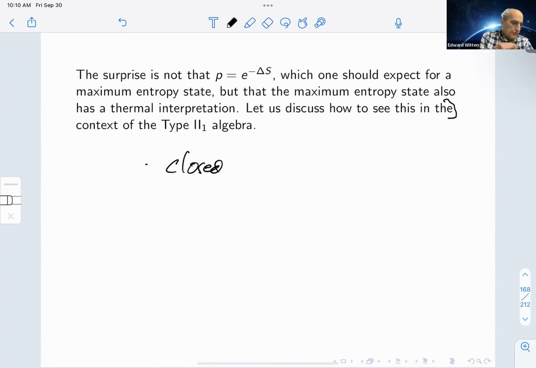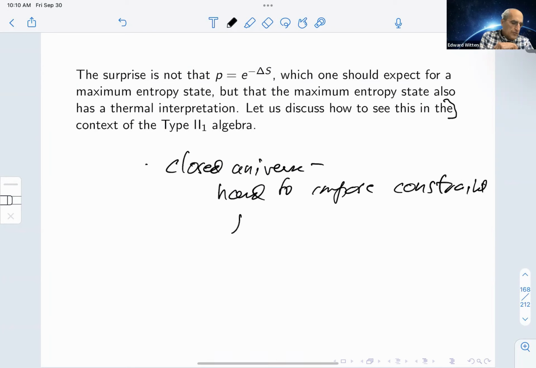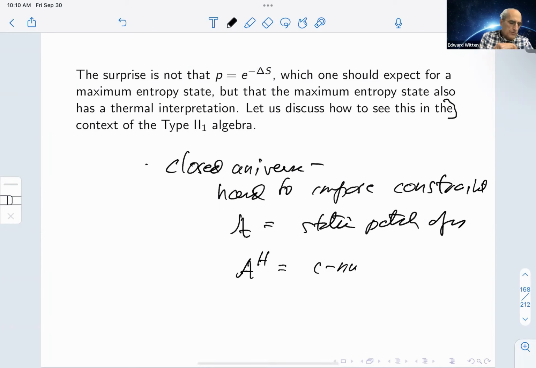The fact that we had a closed universe made it hard to impose the constraint. If A are the static patch operators, then the invariant operators are just C numbers. That's because H generates time translations, and to make an operator invariant under time translations, it has to be gravitationally dressed somewhere. And having a closed universe meant there was no way to do that.